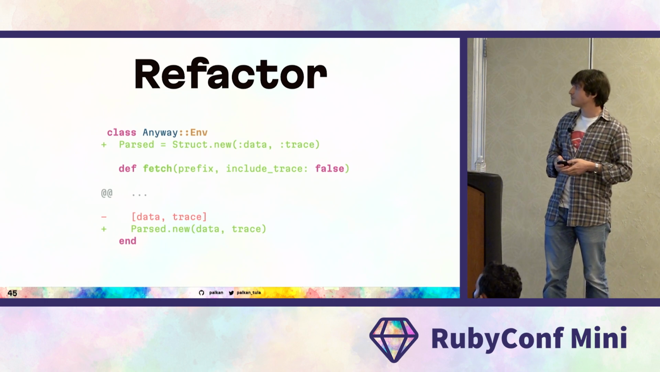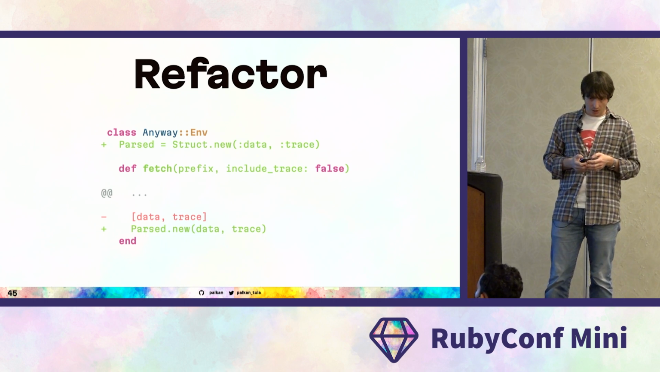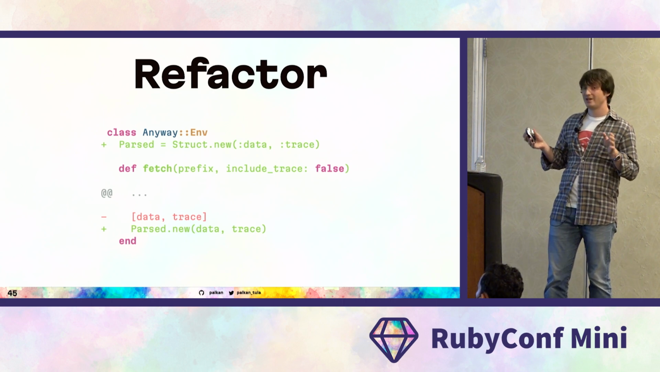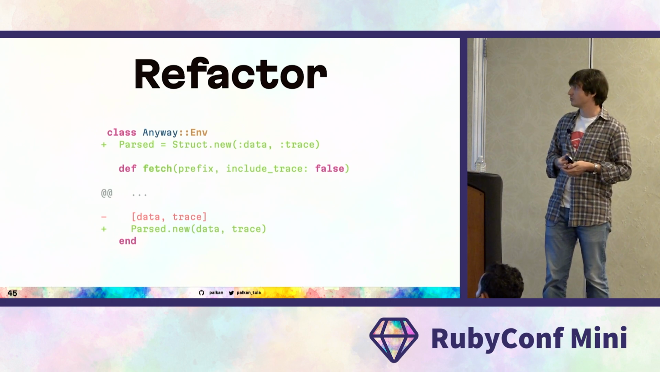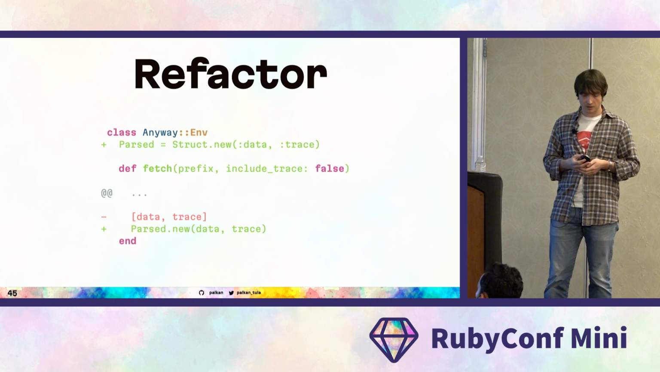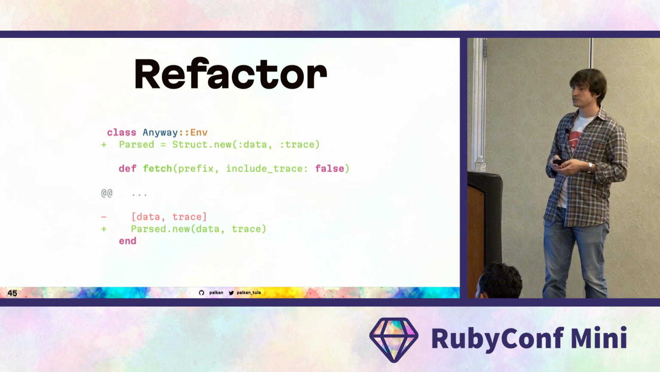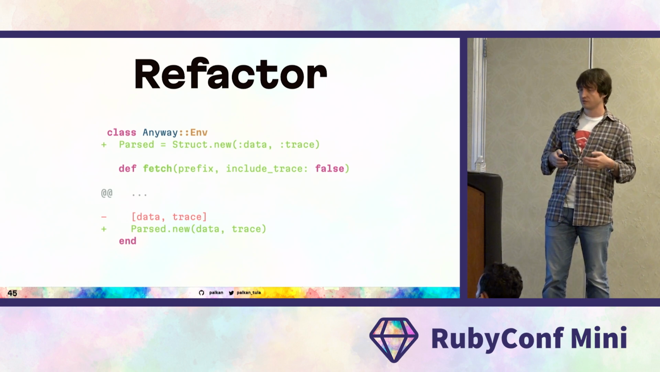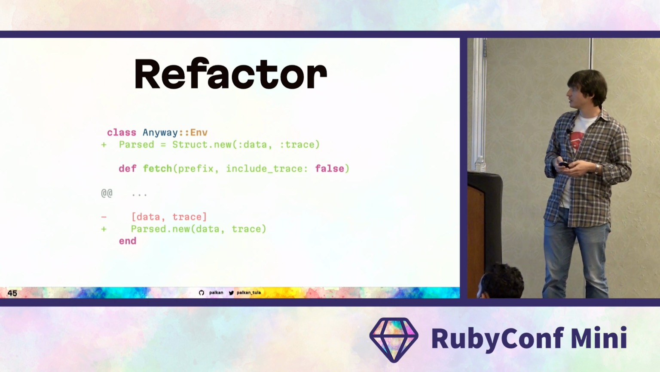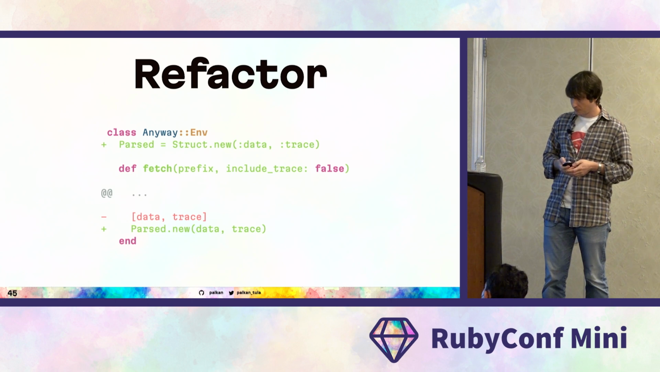Let's demonstrate that. So, another refactoring. Previously, we returned an array of 2 values as a result of our fetch method call, which is, again, not a good idea. Let's wrap it into a data value object, a struct in our case, with 2 fields, data and trace.